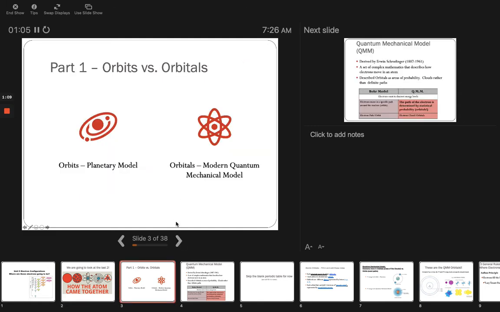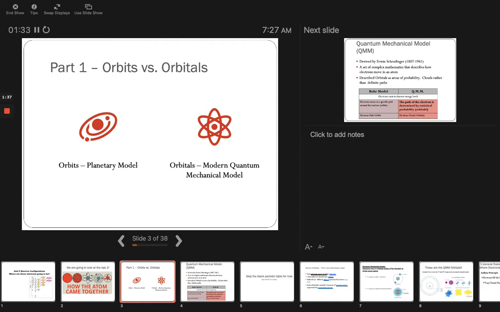So the main difference between the Bohr model, which is called the planetary model, and the modern quantum mechanical model is how we visualize something called energy levels. Energy levels are where the electrons can exist in the space that the electrons occupy. And in the Bohr model, the planetary model, that space was very defined paths, like planets going around a sun or a solar system.